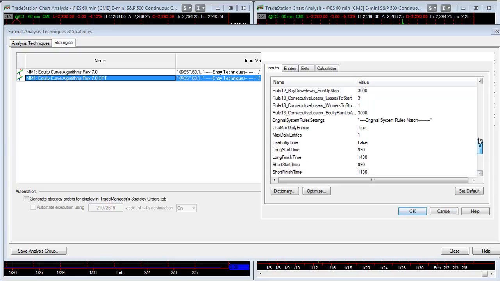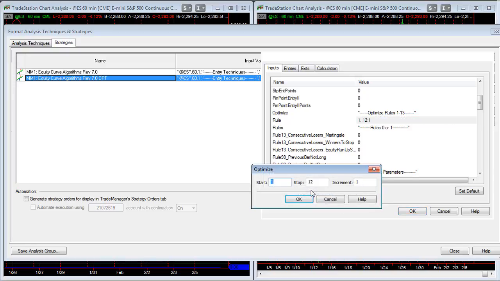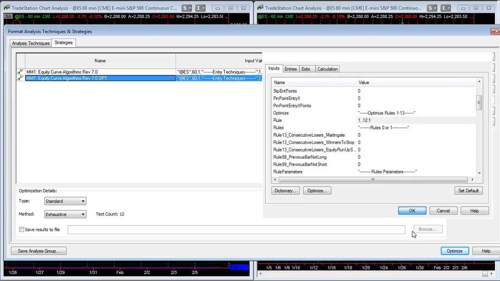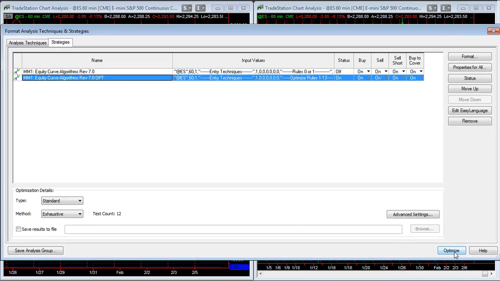And we have the rules 1 through 12 we're going to optimize. Rules 1 through 12. That's all we're optimizing in this. And we select optimize. And we say OK. And then we go in here and we select the optimize button at the bottom.